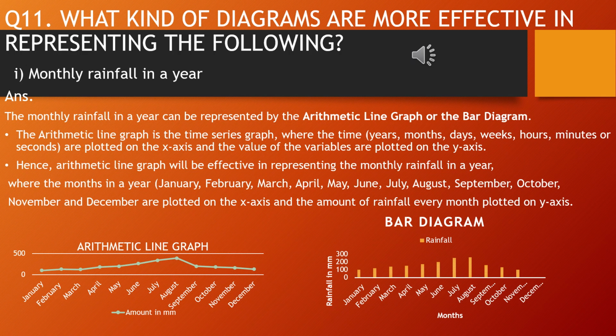Next, we can do it by the bar diagram. Here also in the bar diagram, we plot the month on the x-axis and the rainfall on the y-axis. So the bars represent the rainfall for every month. So we can represent it through the arithmetic line graph or through the bar diagram.